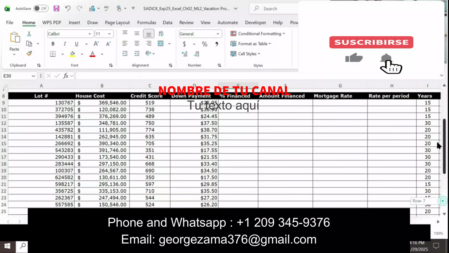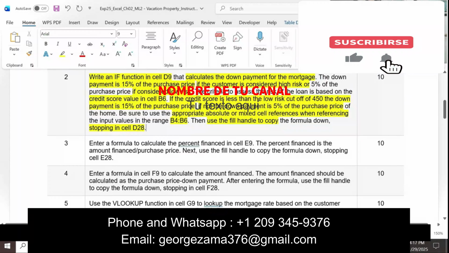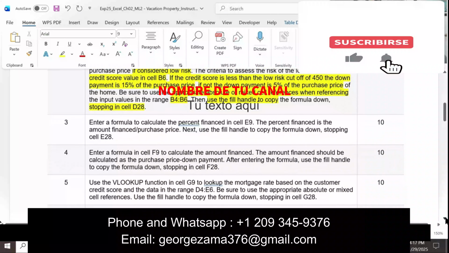Done. So question number two is done. Question number two is quite a big one. We have to use the IF function and pass different values according to the instructions and we get the result. So after solving question number two, now we are moving toward question number three.